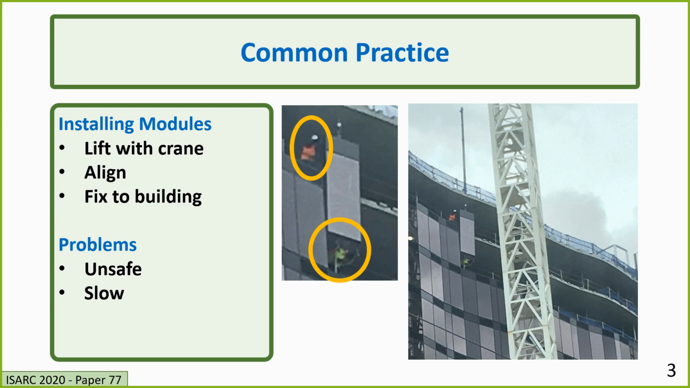So first, for the common practice, we can see that it's being lifted up with a crane, and then after it has been lifted close to the building, the two workers who can be seen in the picture take hold of it and align it, and then fix it to the building. This is unsafe because the module can collide with the workers or the building, causing damage or injury, and hence the process must be done slowly.